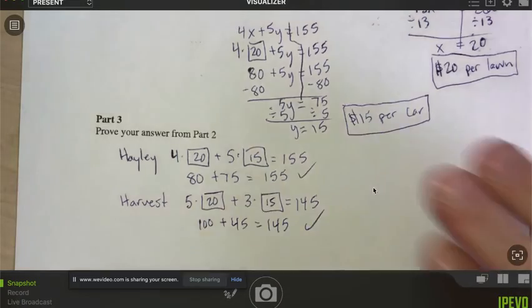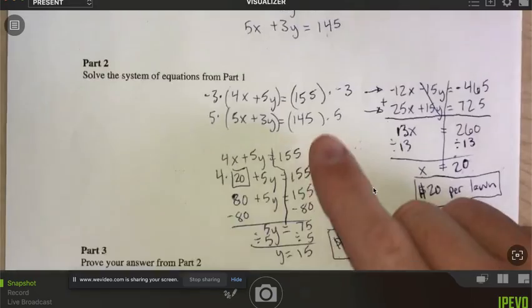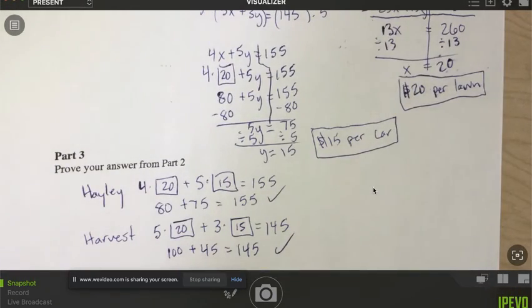So that's exactly what we just did. We had to fix our system and rewrite it. There's my system. Here's my solving. Here's my check. That's all that's being asked of you.